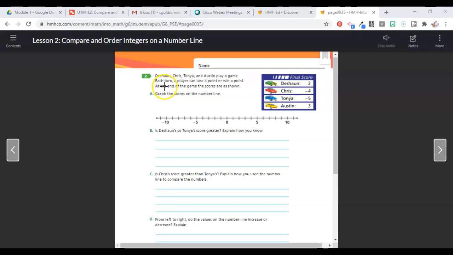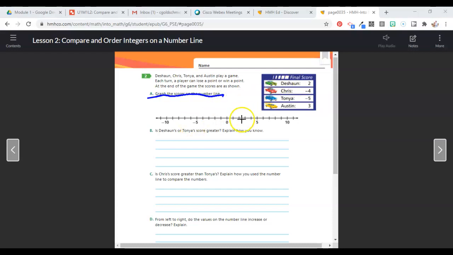Deshawn, Chris, Tanya, and Austin play a game. Each turn, a player can lose a point or win a point. At the end of the game, the scores are as shown. So Deshawn has 2, Chris has -4, Tanya -5, Austin 3. And for A, it says graph the scores on the number line.